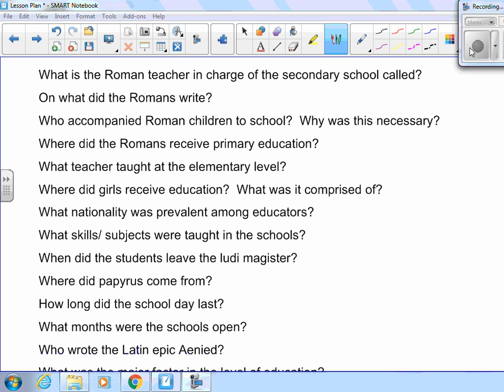The Roman teacher in charge of the secondary level was called a magister ludi. On what did the Romans write? If it was permanent writing, they would have used papyrus. If not, they would have used wax tablets.